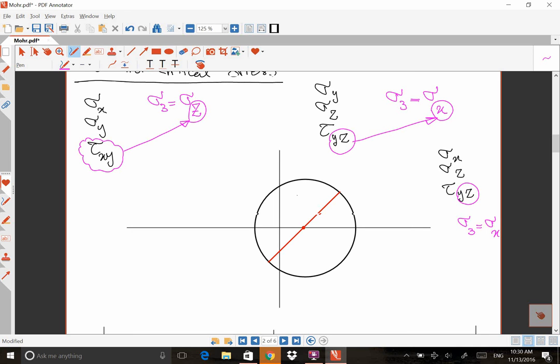Okay, so now I want to come back to the first example. In this question, sigma x is given, sigma y is given. So sigma 3, because it doesn't say anything about it, is 0. Because it doesn't say anything about sigma z in this question. We just have sigma x and sigma y.